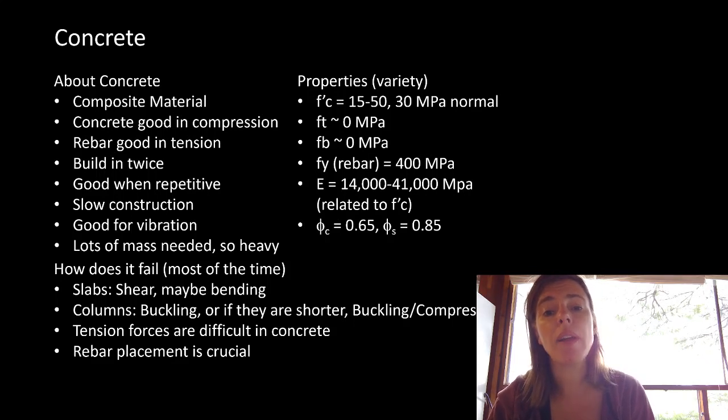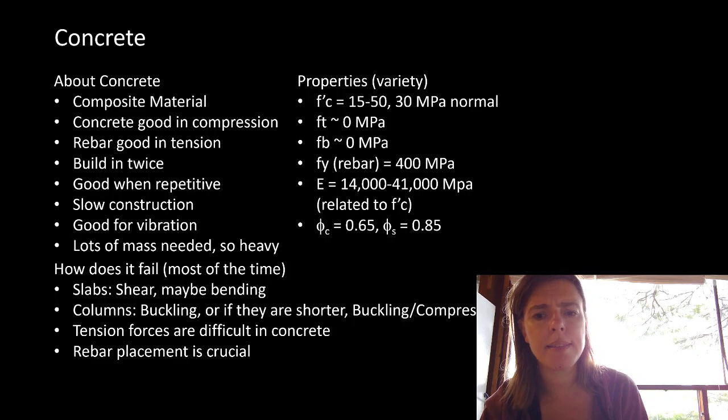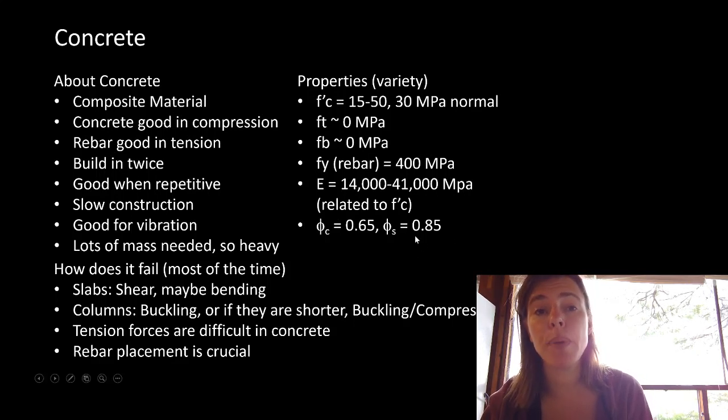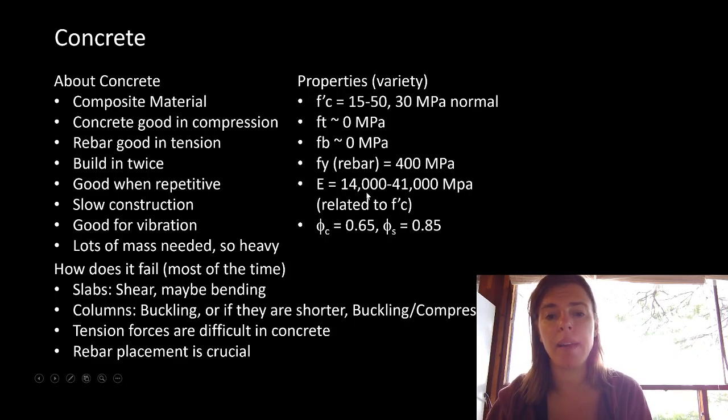Rebar, we use 400 MPa for the yield strength. It's a different material than our normal steel, which is 350 MPa for yielding. Rebar is less controlled, so it has a slightly higher strength, but it's slightly less dependable as well, which you're going to see here with the reduction factor being 0.85 instead of only 0.9.